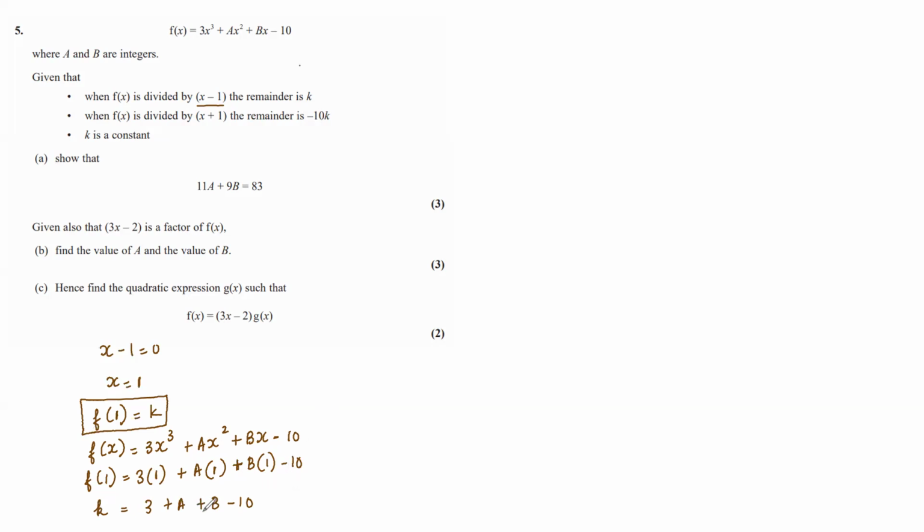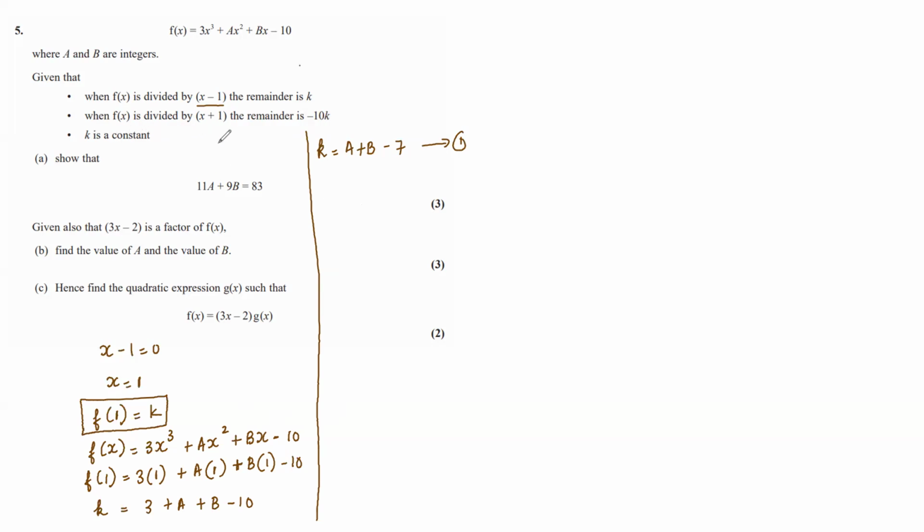Now, from this, we can simplify this further. When we simplify this further, we will get k is equal to a plus b minus 10 plus 3, which is minus 7. Now, let's just keep this as the first equation here.